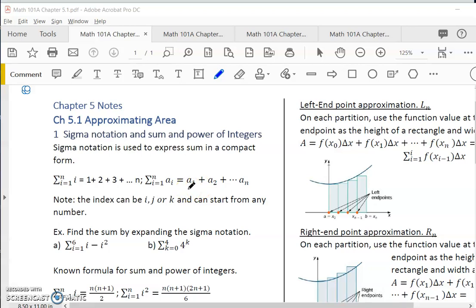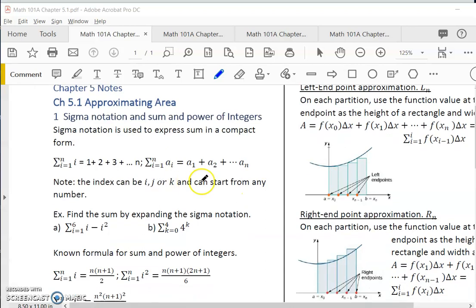So we are going to use sigma notation. The first part of 5.1 is to review sigma notation and see how we can use some of the sigma formulas for sums and powers of integers to eventually calculate these area approximations. So what is sigma notation?